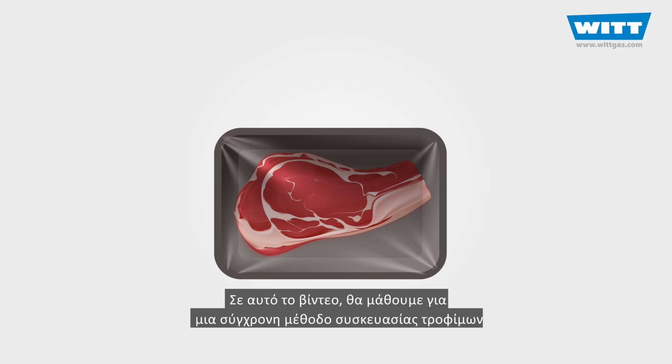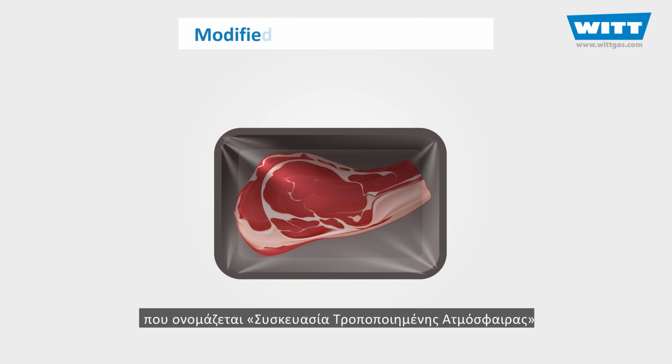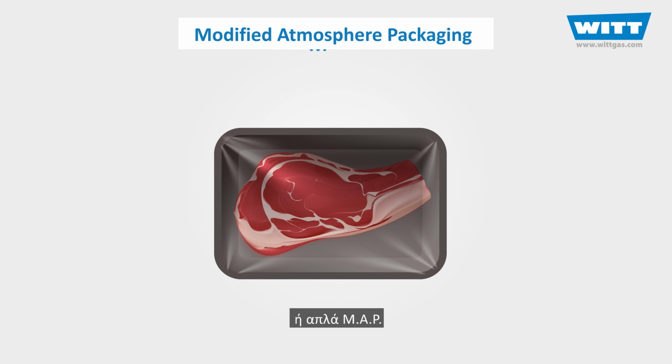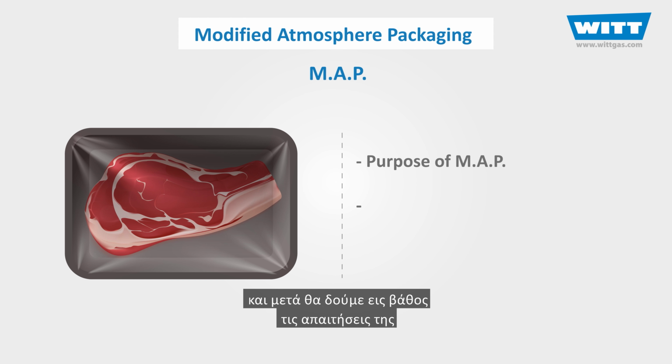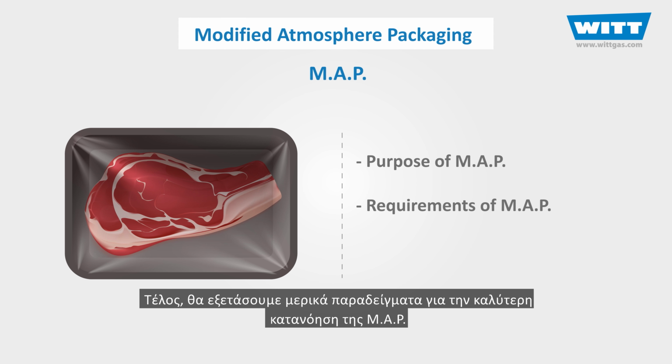In this video, we're going to learn about a modern method of food packaging called modified atmosphere packaging, or simply M.A.P. First, we'll talk about the purpose of this method, and then we'll take a deeper look at its requirements. Finally, we'll consider some examples in our further understanding of M.A.P.